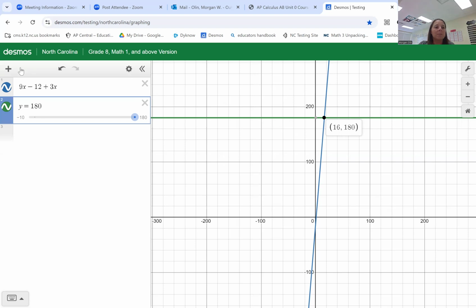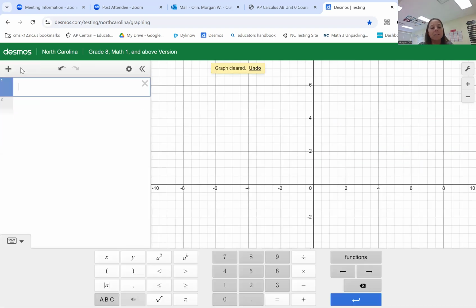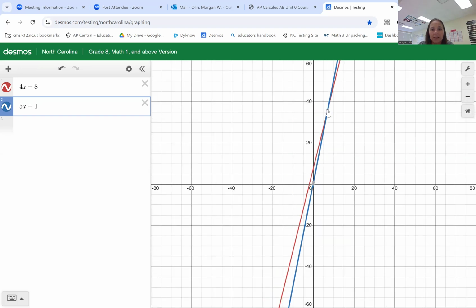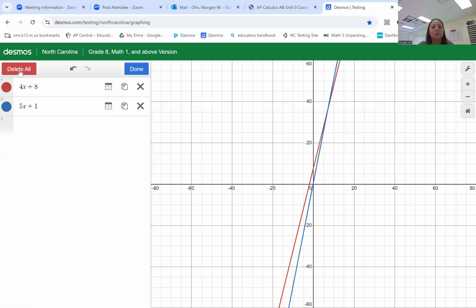And if you want to do the same thing for W, one side of the equation was 4X plus 8. Press enter and then say 5X plus 1. Don't use W, use X's in here. Now zoom out. Right here, I see where they intersect. Again, you don't want the y value, you want the x value. So what does W equal? 7. And that's correct. So you can check your answers this way.